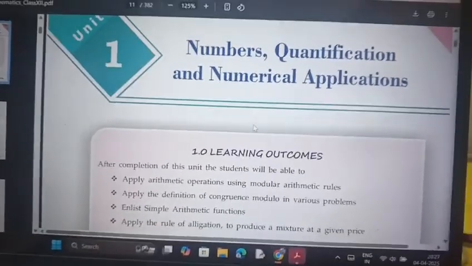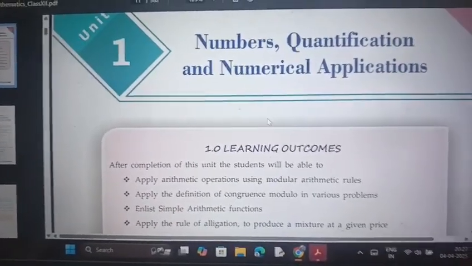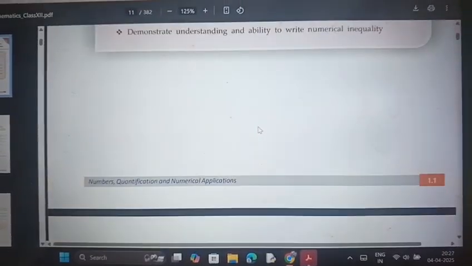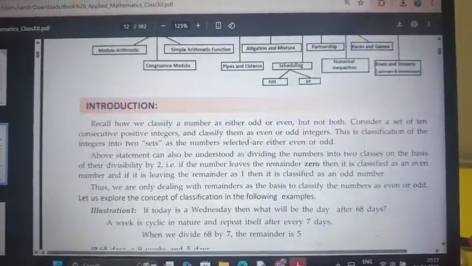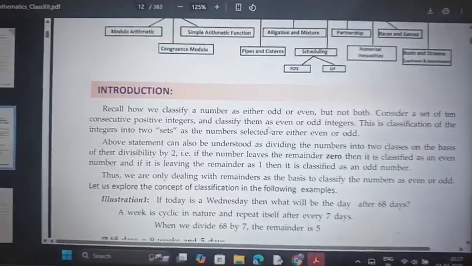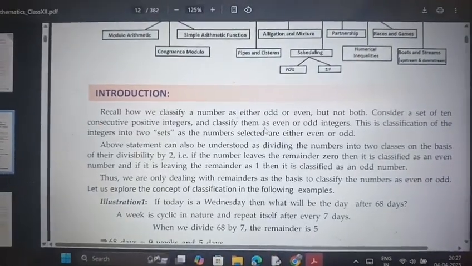Chapter 1: Numbers Quantification and Numerical Application. Introduction. Recall how we classify a number as either odd or even, but not both.